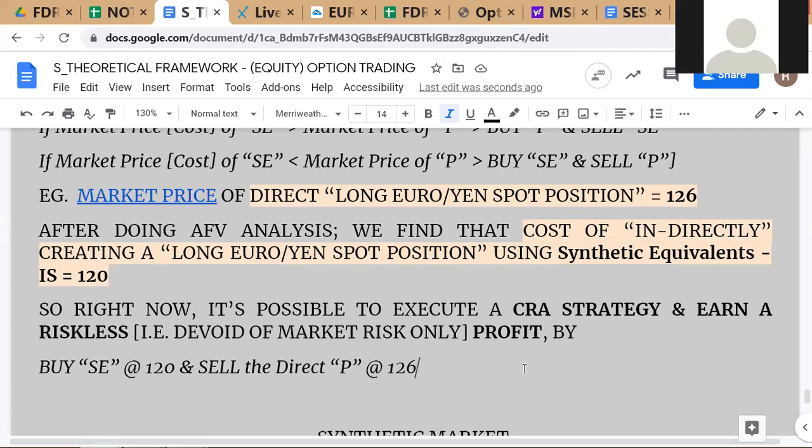And earn a riskless profit of 6 yen. Okay, we'll call this JPY. We'll give it the proper official name of 6 JPY. Actually, 6 yen. That is, we sell 1 euro at 126, and we buy 1 euro at 120. So we make the difference of 6 yen.